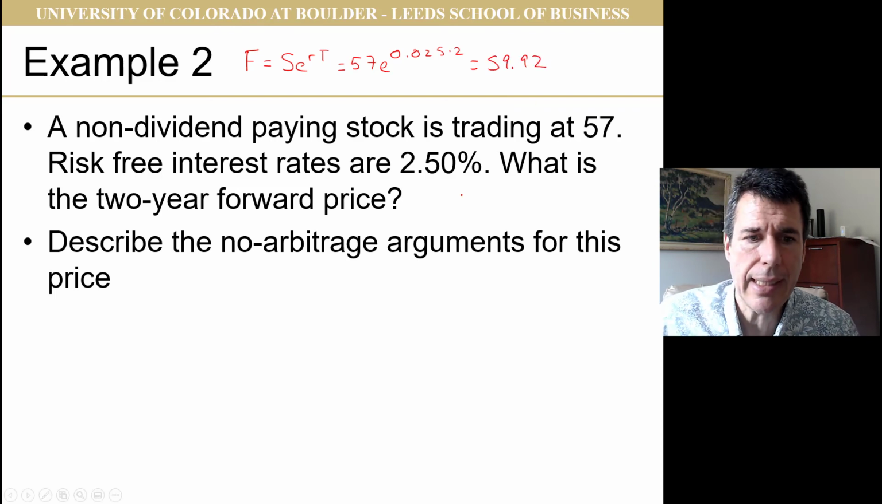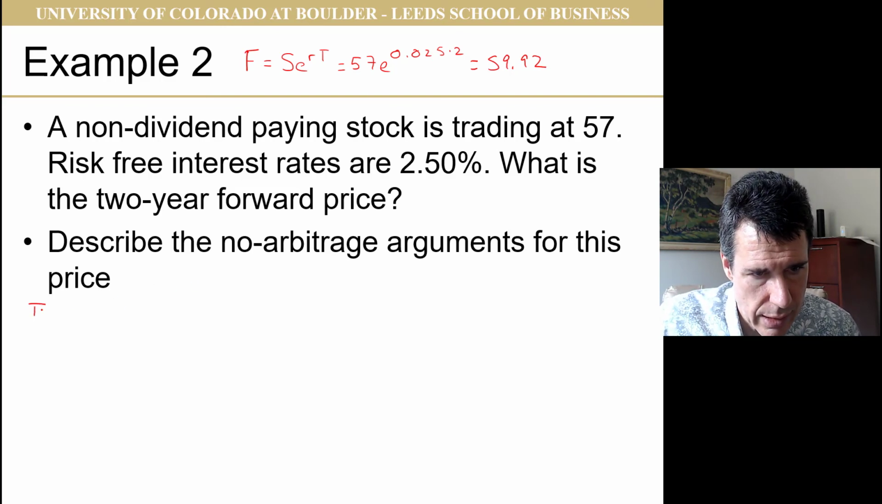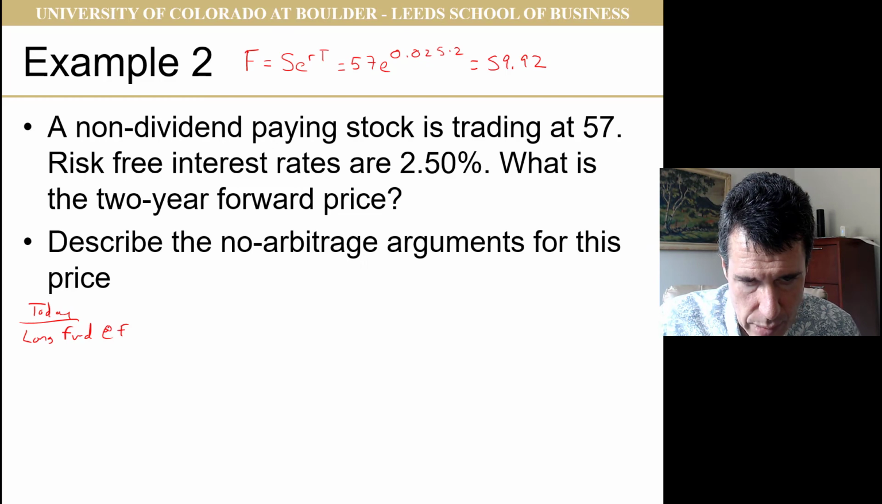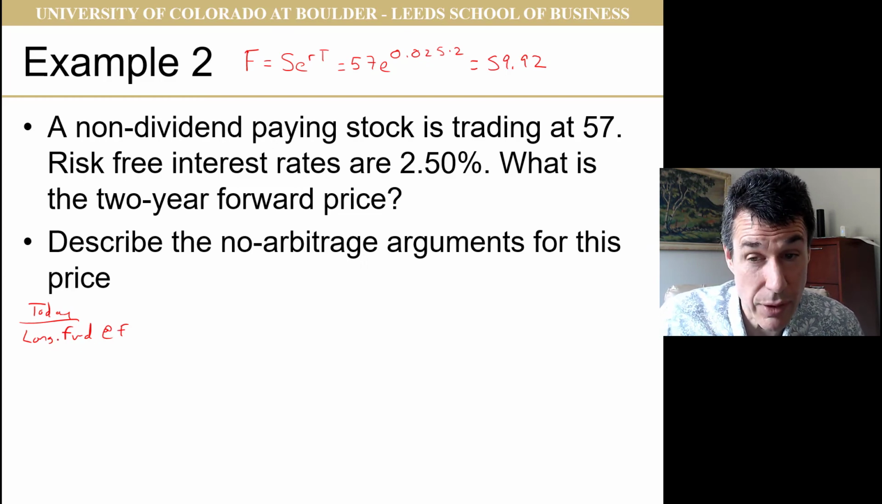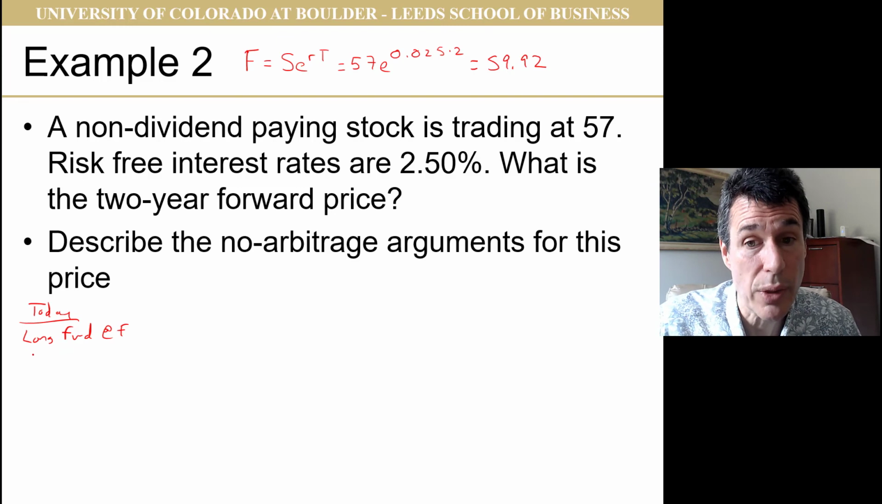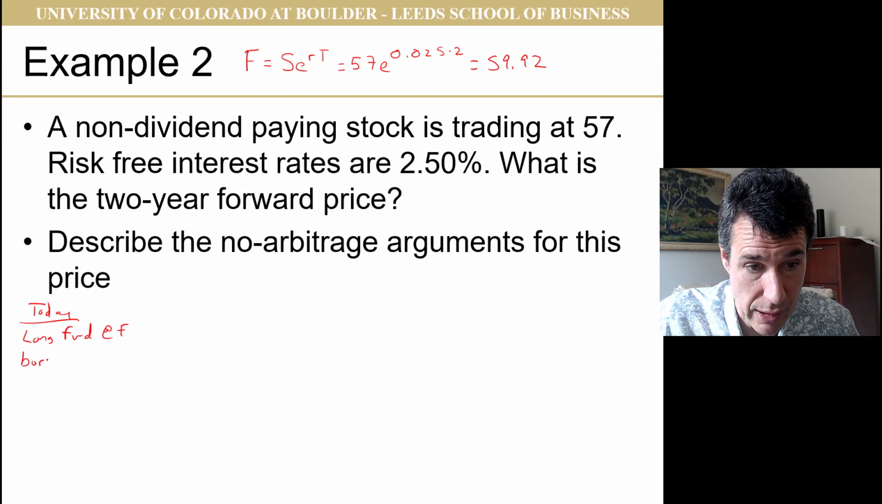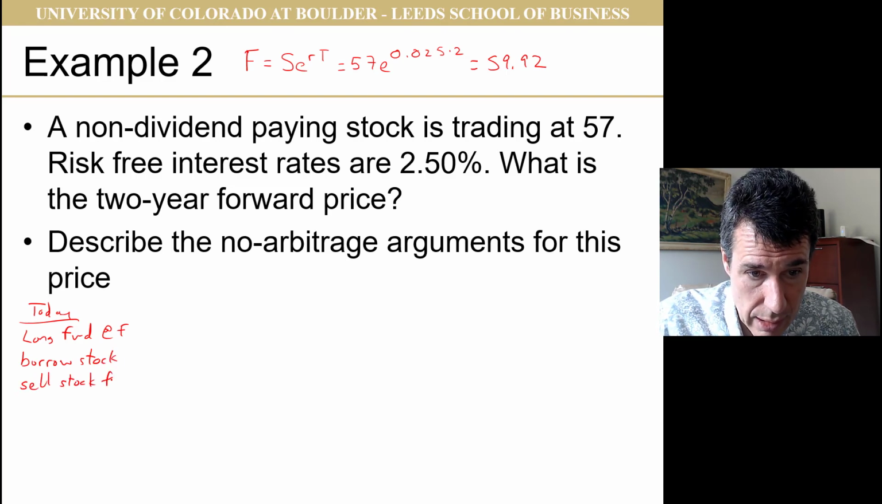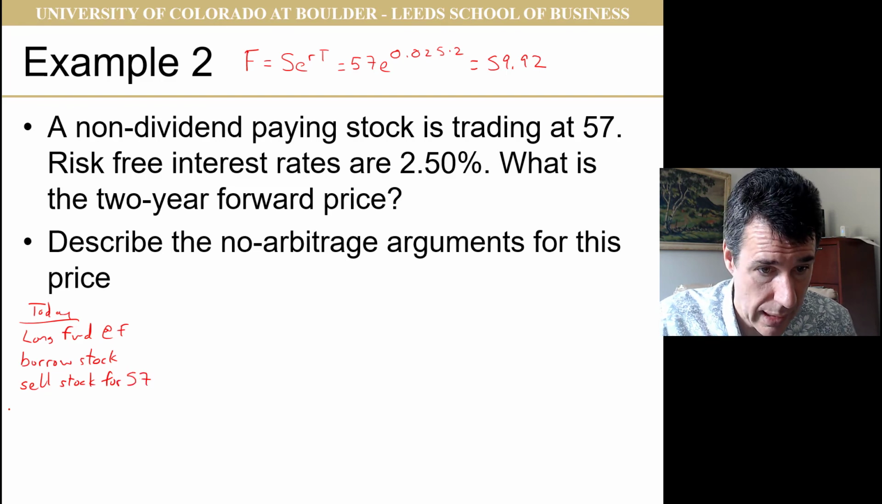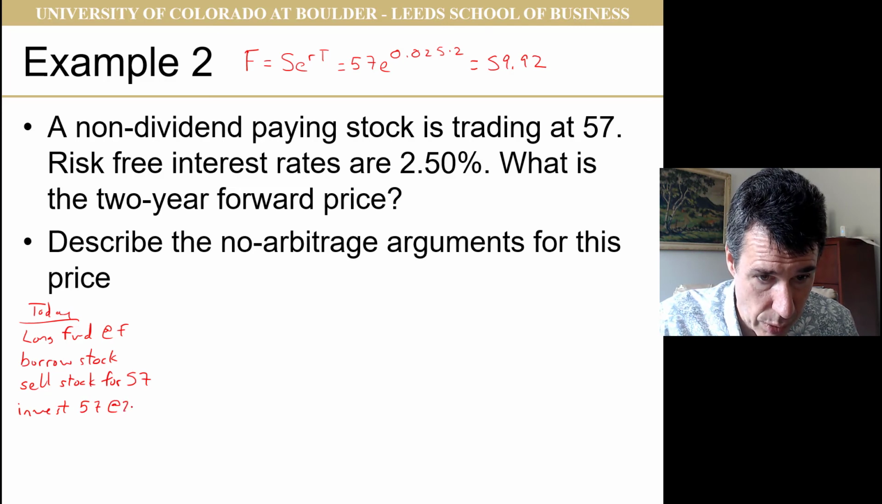So 59.92. And again, we go through the same arguments we did before. Today, we go long the forward at a price of F. If we're long the forward, meaning we're buying the stock in the future, we want to short the stock today. So we borrow the stock, we sell the stock for 57, and we invest 57 at 2.5%.